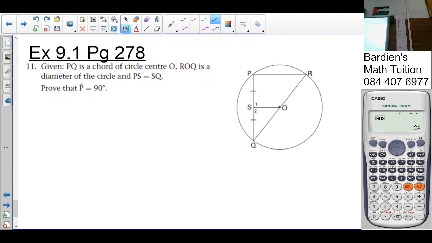So the question says you must prove that angle P is 90 degrees. So we must prove that is 90. Alright, so what can we say from here so far? This is given equal. So what do we know? We know that S2 is 90. Why is angle S2 90? Bisector from center.